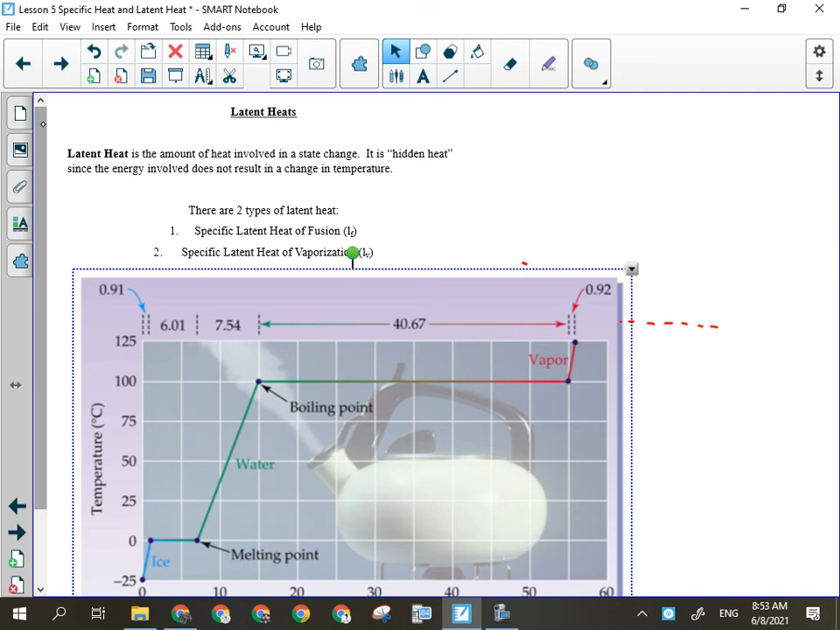I probably wouldn't give you a 5-step problem on an exam. I might ask you, how much energy would it take to go from here to there? Okay, that would only be 3 steps. Okay, it'll take you less time. All right, so we're going to look at how that's going to work.